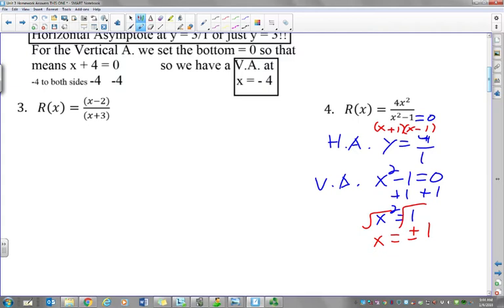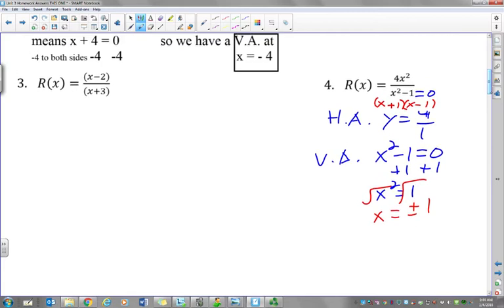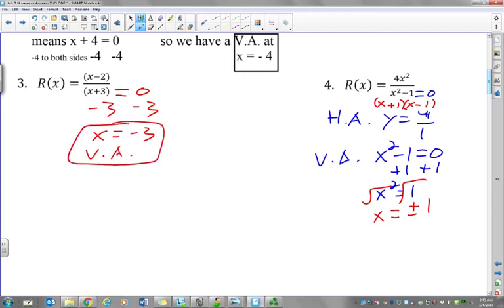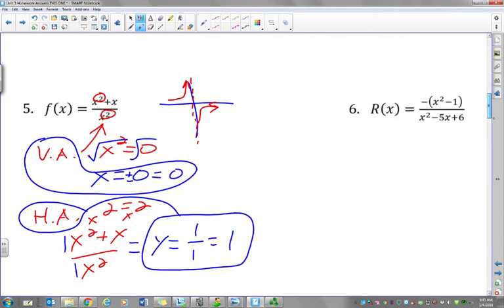Now, there is a trick to this as well, though. These are the simple ones for finding the vertical and the horizontal asymptotes. Number 3 is pretty easy. Set the bottom equal to 0, subtract 3 from both sides, so we just get x equals negative 3 for the vertical asymptote. Just set the bottom to 0 and solve for x. Now, the ones that are tricky are going to be something like number 6.